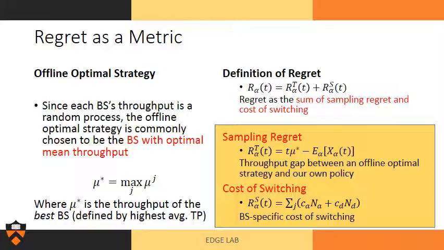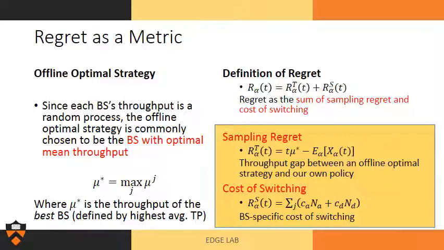The metric we use for this is regret. We compare the performance of our online algorithm with an offline optimal strategy. Since each base station's throughput is a random process, we generally take the offline optimal strategy to be chosen as simply the base station with optimal mean throughput without switches, with mu star as the optimal throughput, defined as the throughput of the best base station. So the regret is formally defined as R_alpha(T), the total regret of online policy alpha that we design at time T, and it is the sum of the sampling regret R^S_alpha(T) and the cost of switching R^C_alpha(T).